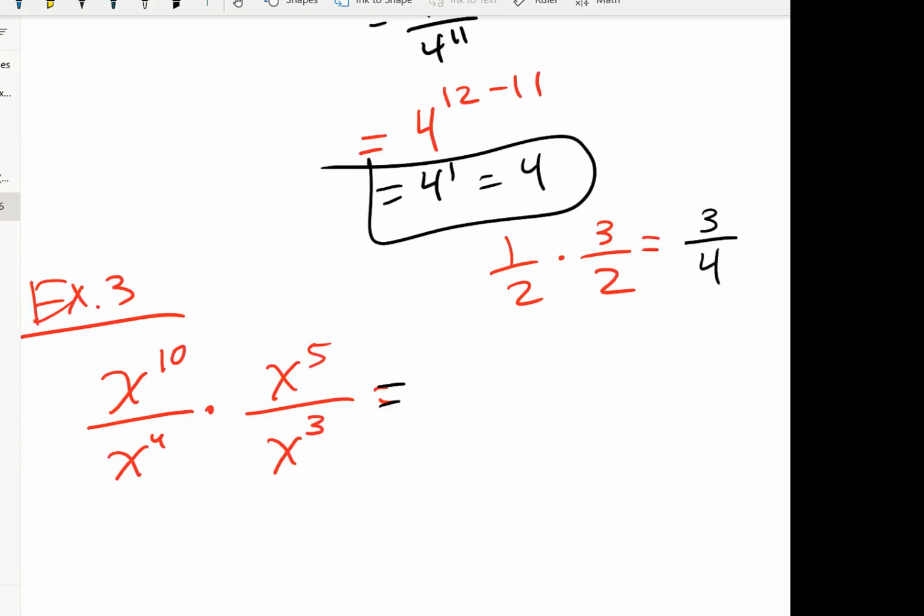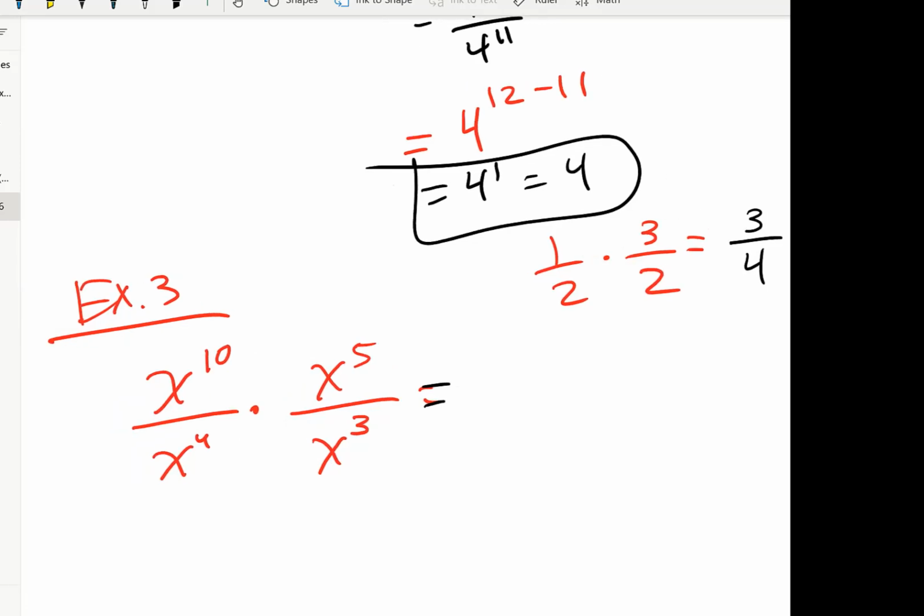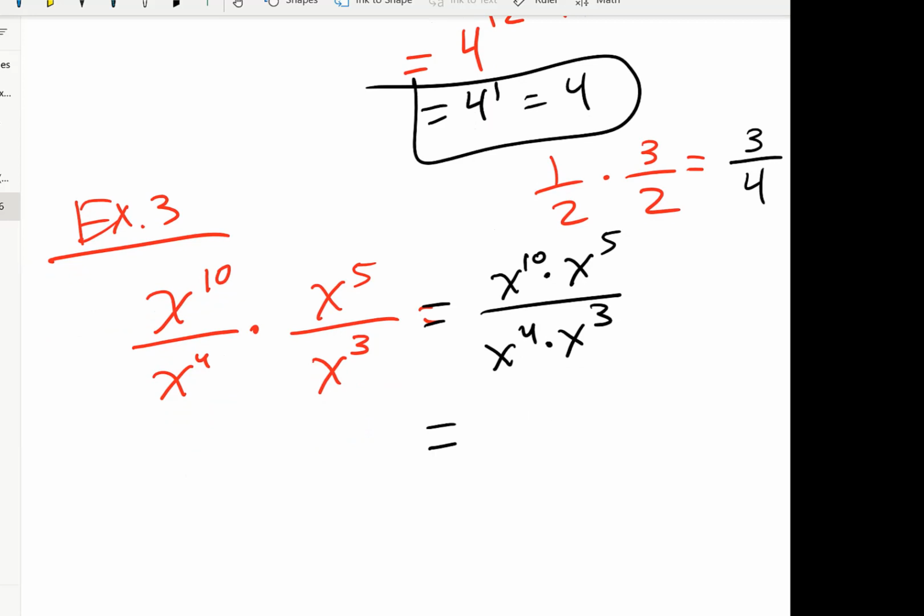So I asked you that question because all you do is multiply straight across, right? For example number 3, all we're going to do is multiply straight across: x to the 10th times x to the 5th over x to the 4th times x to the 3rd. From the previous example, what did we do when we were multiplying stuff that had the same base? What did we do with the exponents, Gael?